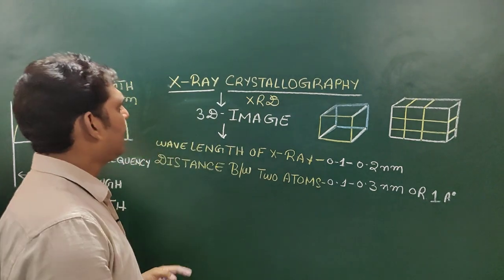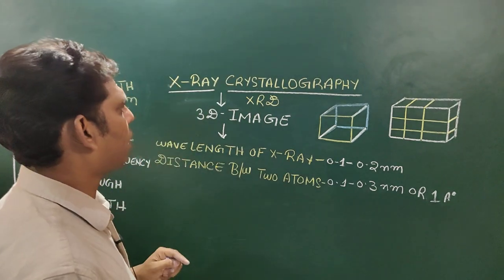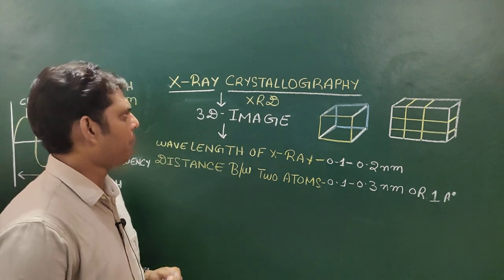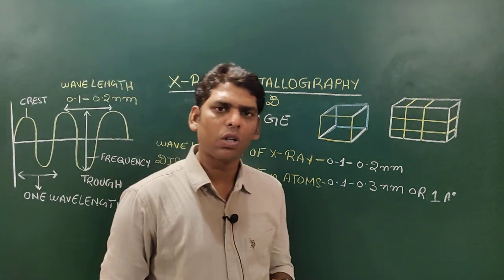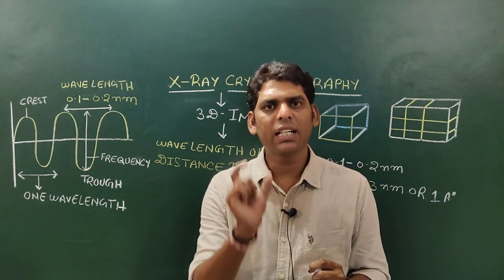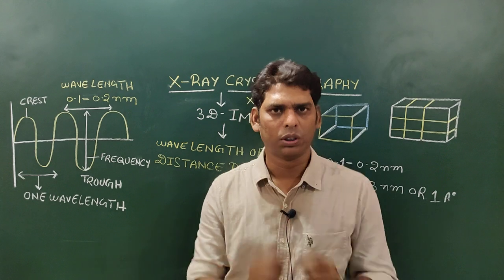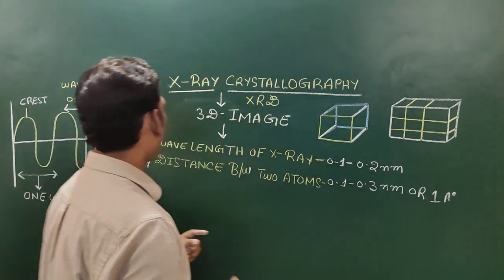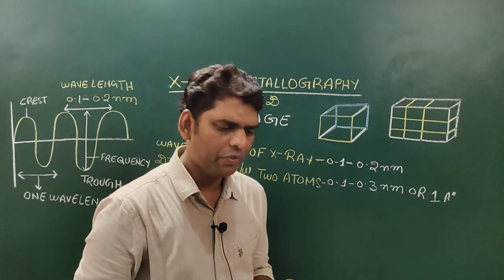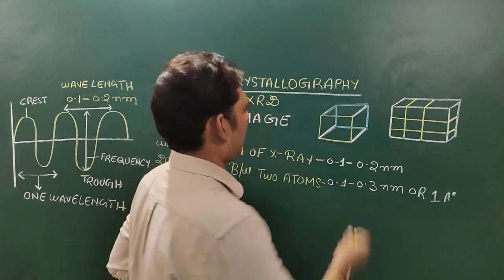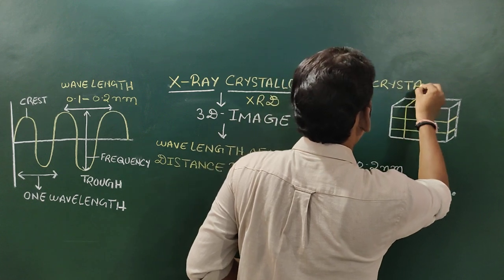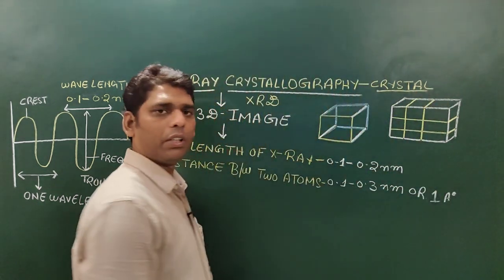Now let's understand what is X-ray crystallography and how it is used to determine the 3D image of the biological sample, okay? Students, in X-ray crystallography, generally two things, one is X-ray and another is the crystalline form of the biological sample, are used, okay? So let's understand why we are using X-ray and why we are using crystal of a biological sample, okay? Let's understand why we are using crystal. Why we are using crystal of a biological sample in X-ray crystallography, okay?